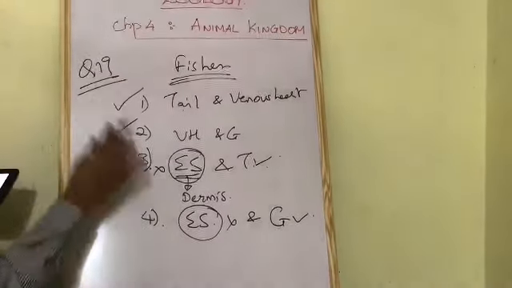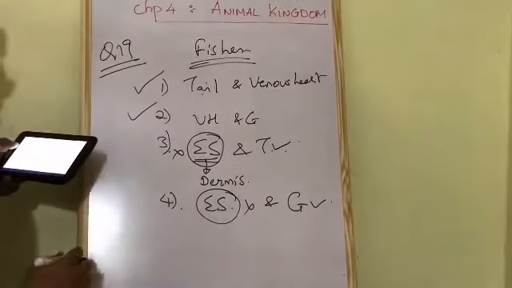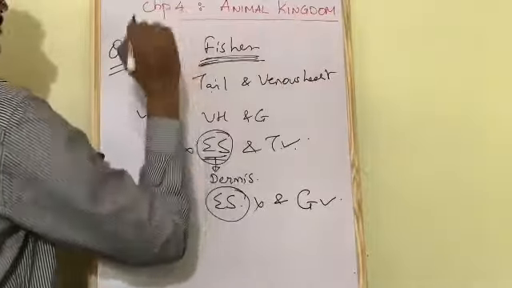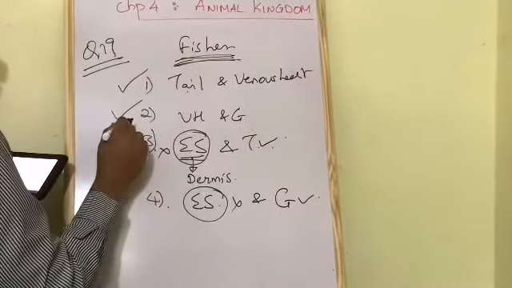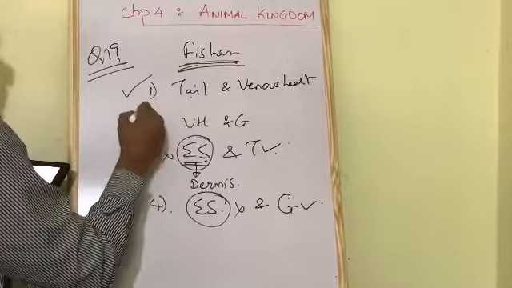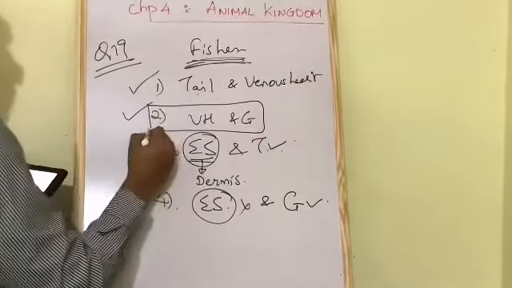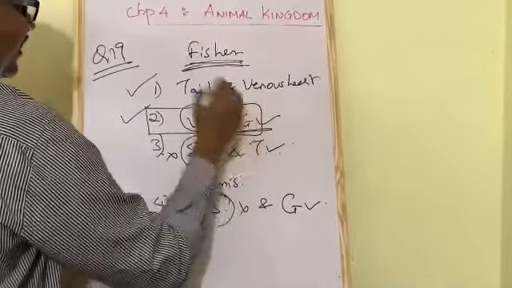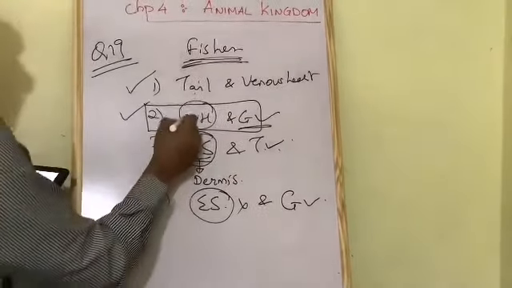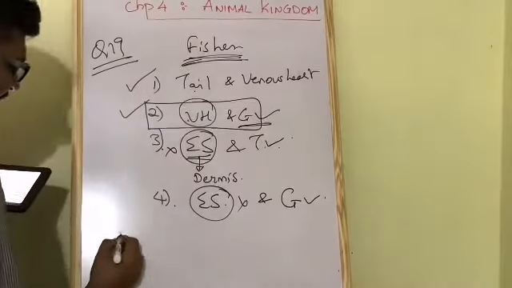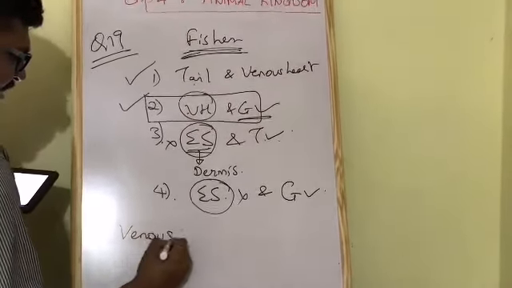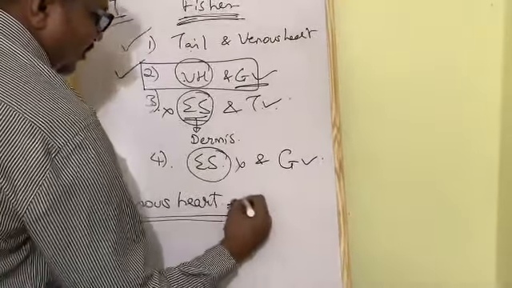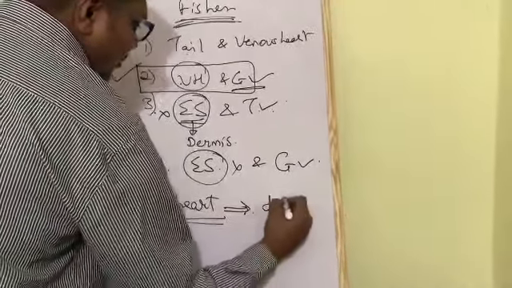Now out of the 4 options, 2 options are pertaining to fishes, but then out of these 2, which one is a characteristic feature of fishes? The characteristic character of the fishes is option number 2, which is venous heart and presence of gills. Now gills, of course you will be knowing that it is a respiratory organ present in the fishes, but what do you mean by venous heart? Venous heart means that the heart is always going to carry deoxygenated blood.